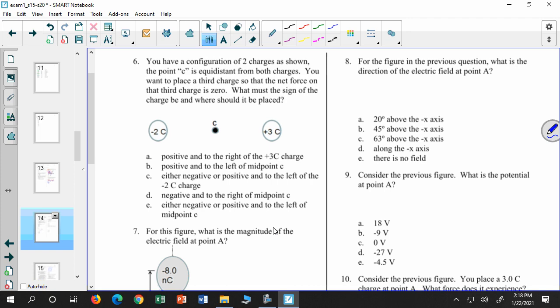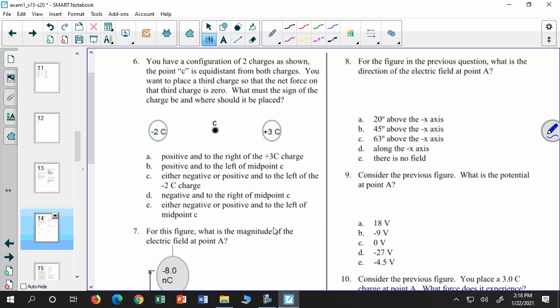Okay, number 6. I love these problems. This is like the one we did before, so I'm going to talk you through it. I have a -2 coulomb charge and a +3 coulomb charge. There's a point C in between them, equidistant from the two charges. Point C is not a charge, just a point in space. I want to place a third charge so the net force on it is 0. What must be the sign of the charge, and where should it be placed?